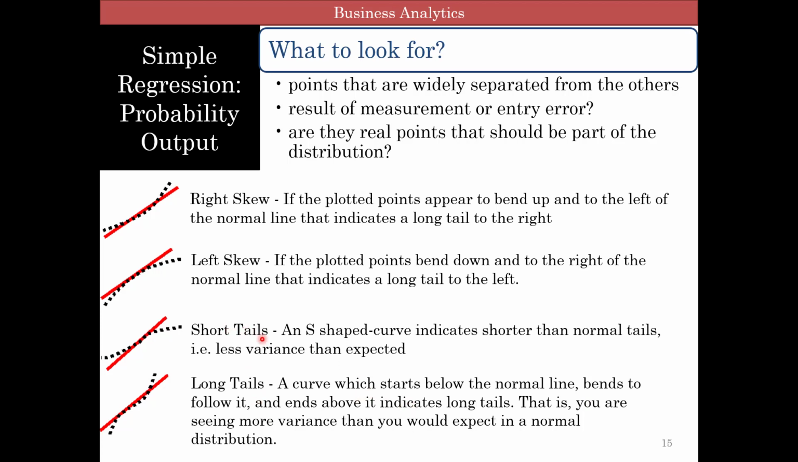Let me talk a little bit about what short tails and long tails mean. When you have a long tail, it means that the probability of getting an extreme value is more probable than if you have a normal distribution. With short tails, the probability of getting an extreme value is less probable, okay? So it's important for you to understand what that is.